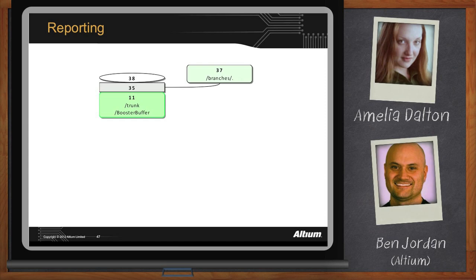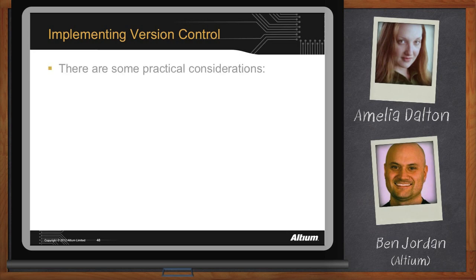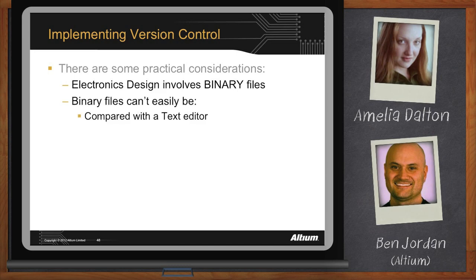Okay, Ben, you've convinced me I need version control for my next project. What do I need to get started with version control? To get started with version control, there are some really important practical considerations you need to think about first. For instance, and I mentioned this earlier too, electronics design obviously involves binary documents and files. So binary files can't easily be compared with a text editor or merged like C code can. So you have to have a set of tools that facilitates this kind of comparison and merging, as I mentioned before.